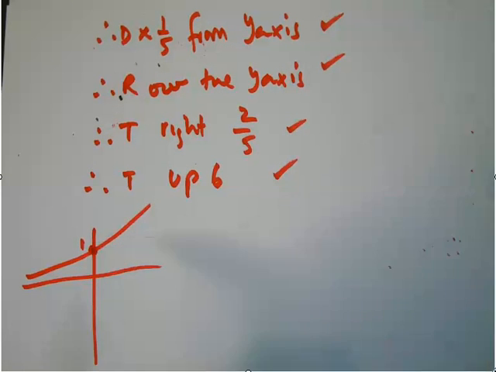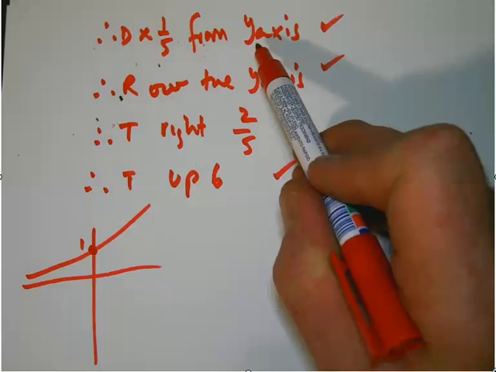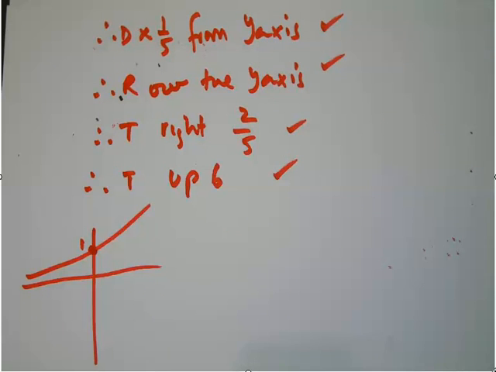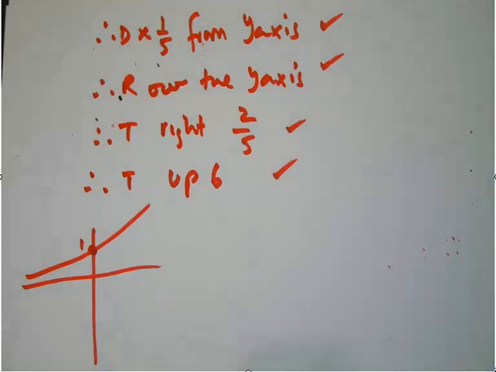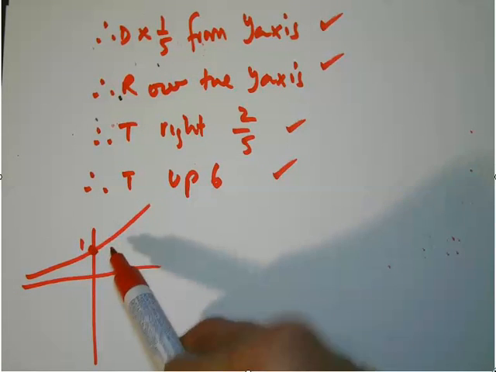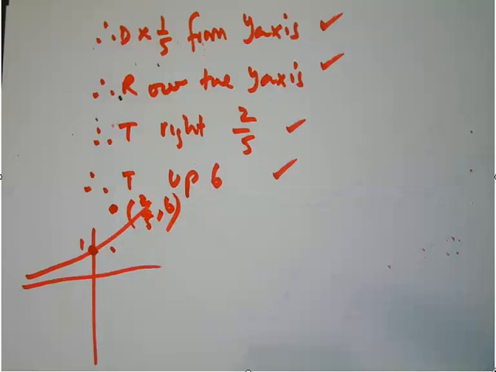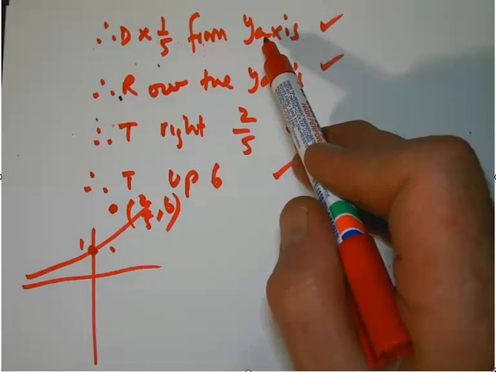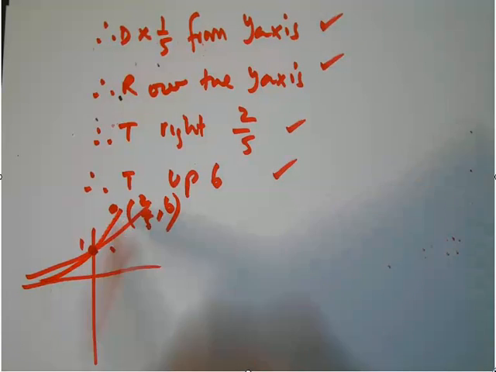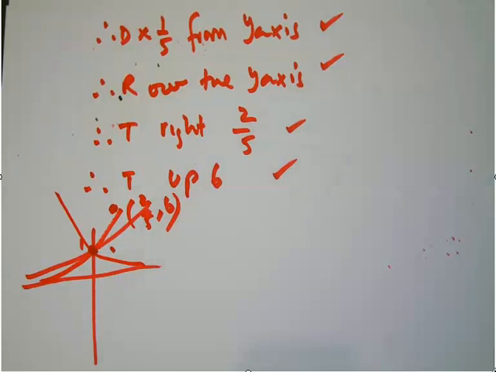This point here, 1, dilated 1/5 from the y-axis, stays where it is. Reflected over the y-axis, stays where it is. To the right, 2/5 up 6, it goes up there to 2/5 and 6. The dilation 1/5 from the y-axis makes it skinnier. The reflection over the y-axis makes it go like that.